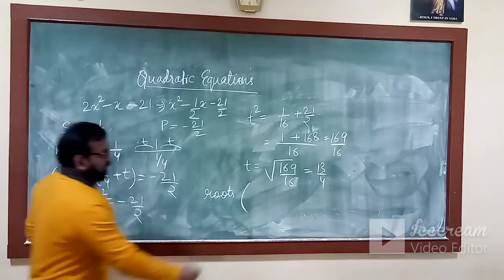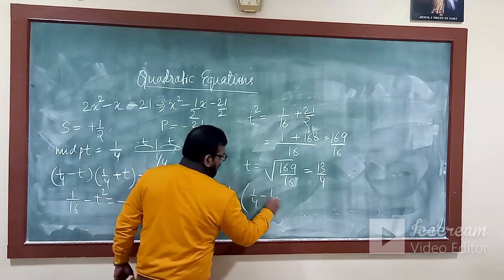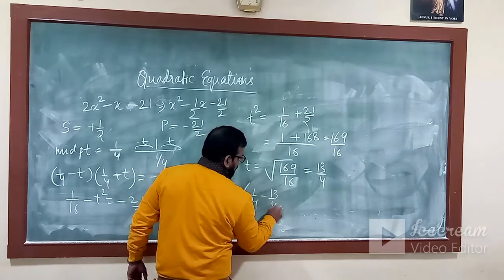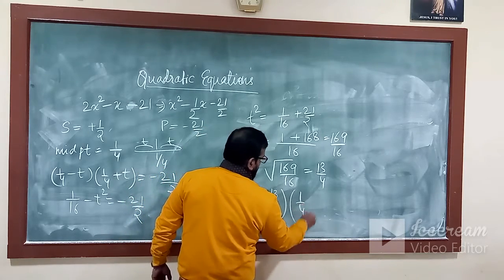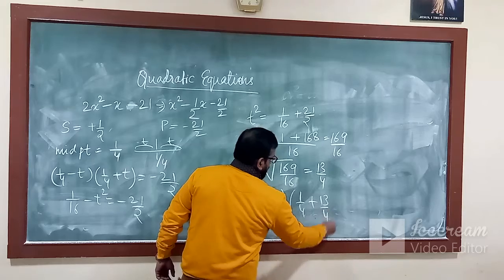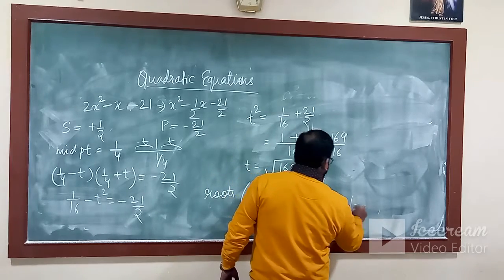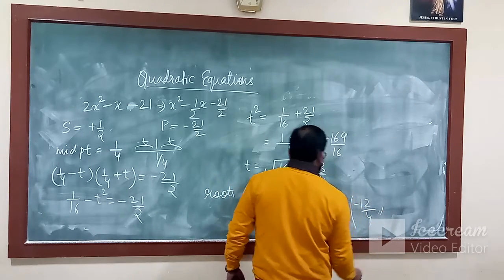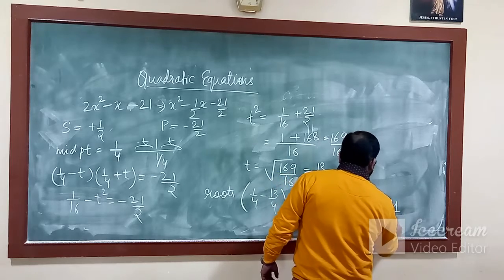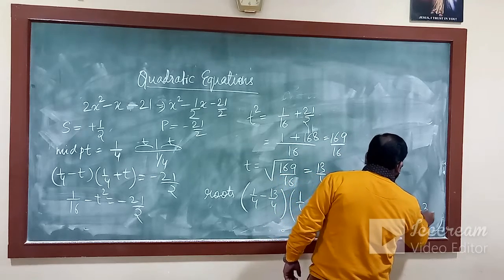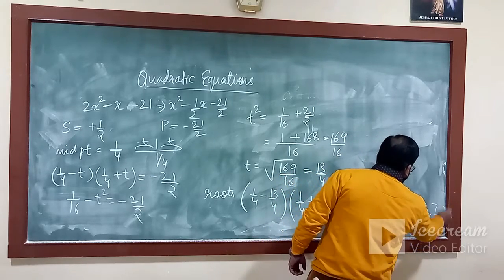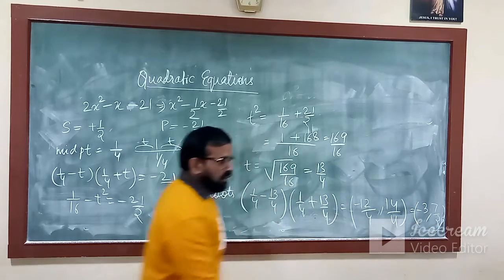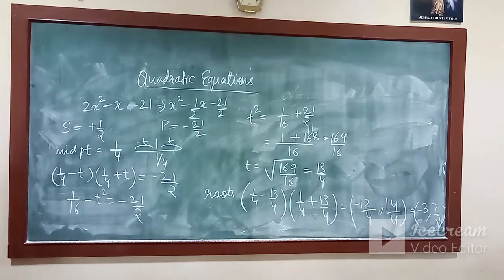1 by 4 minus t, that is 1 by 4 minus 13 by 4, and 1 by 4 plus 13 by 4. So what will be our answer? Minus 12 by 4, that is minus 3, and 14 by 4, that is 7 by 2. See how easily you can get the roots.